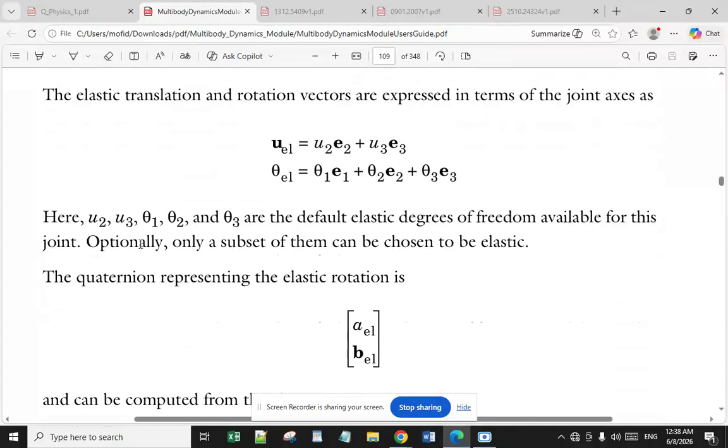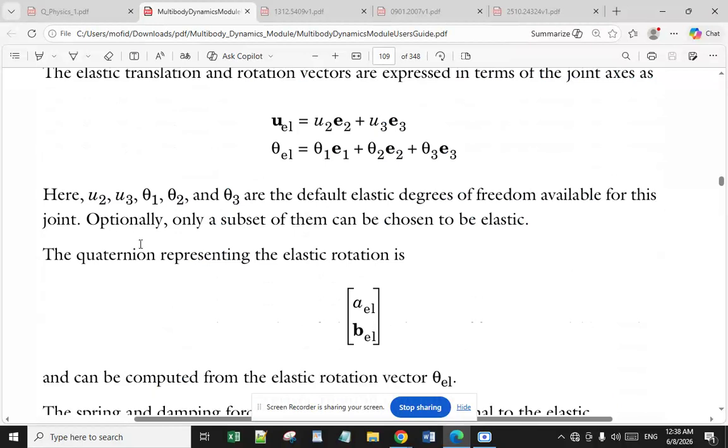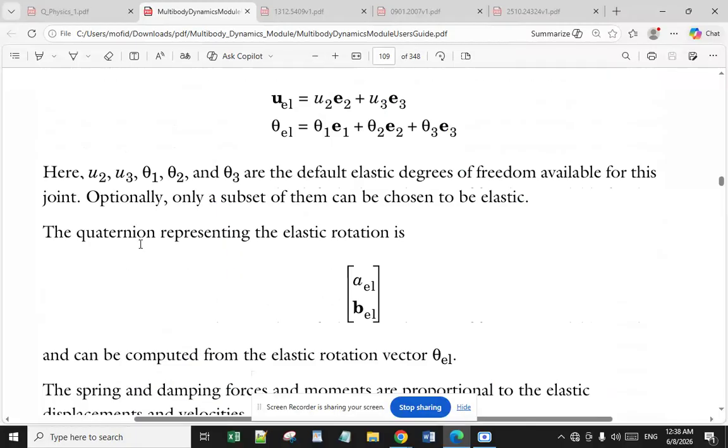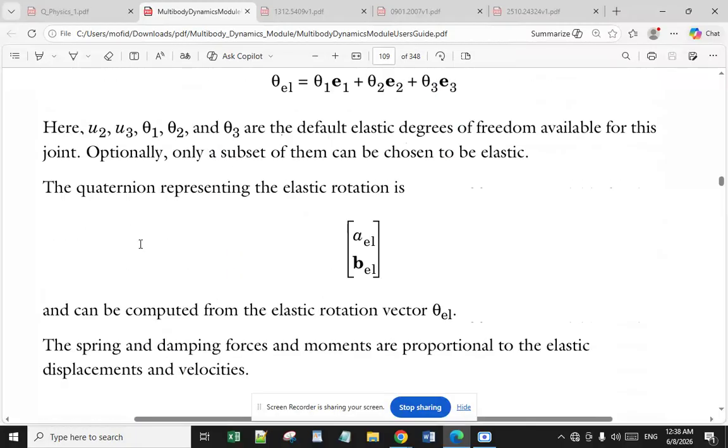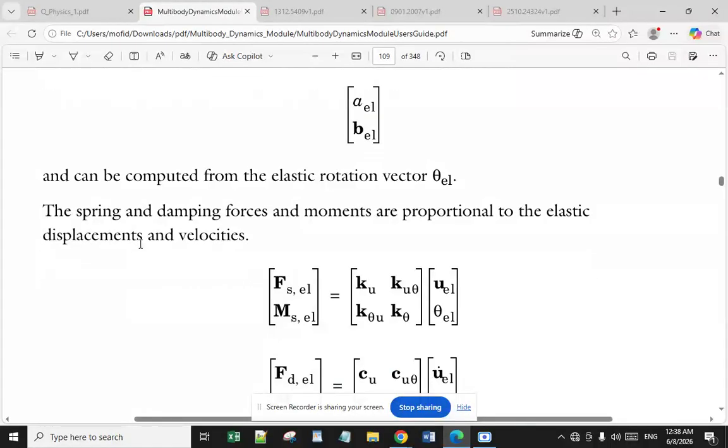Here, u2, u3, theta 1, theta 2, theta 3 are the default elastic degrees of freedom available for this joint. Optionally, only a subset of them can be chosen to be elastic. The quaternion representing the elastic rotation is BA1 and can be computed from the elastic rotation vector.